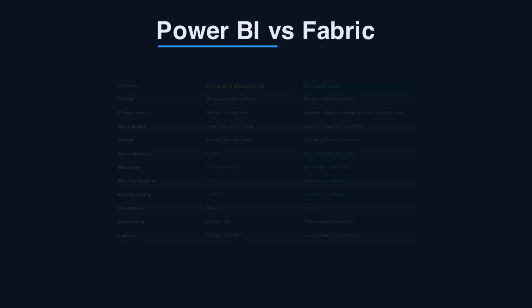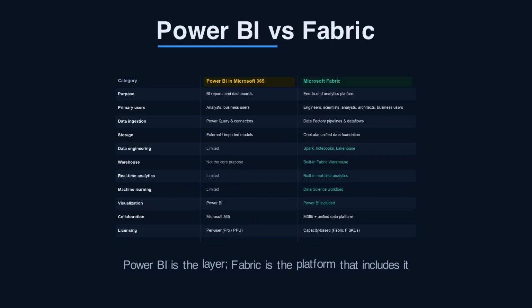Let's put them side by side. Power BI is the visualization and semantic layer, with per-user licensing and Microsoft 365 collaboration. Fabric is the full data and analytics platform, with capacity-based licensing that adds ingestion, OneLake storage, data engineering, a warehouse, real-time analytics, and data science. And crucially, Fabric includes Power BI. It does not replace it.